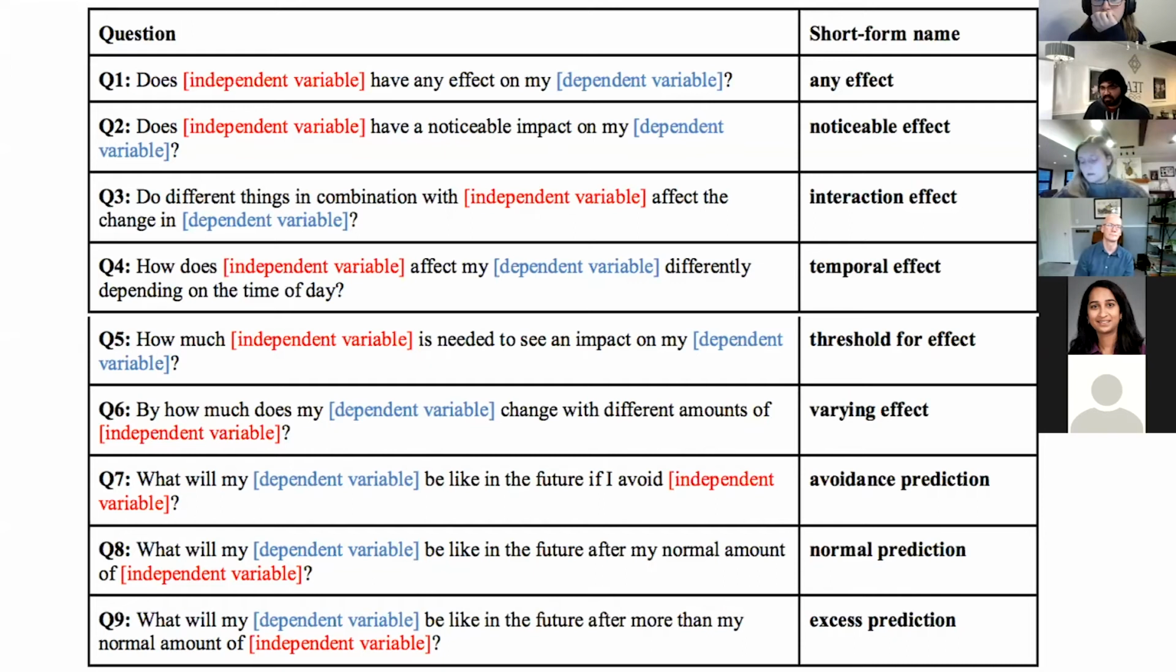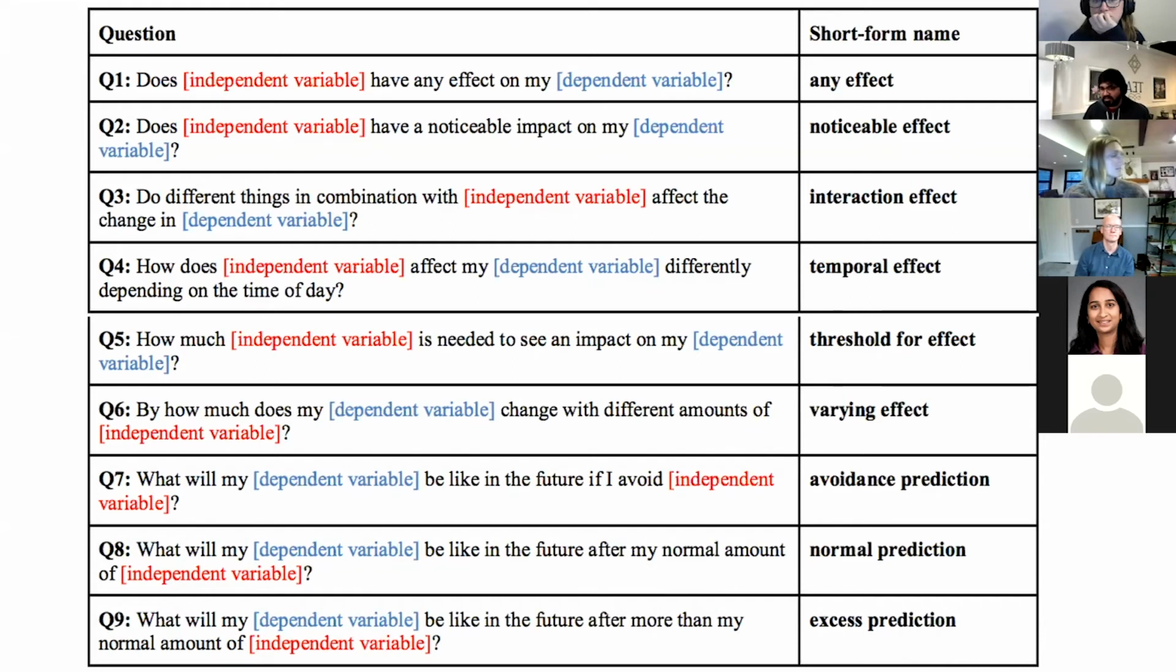Q3 is an interaction effect which focuses on scenarios in which there might be multiple independent variables affecting dependent variables, and Q4 focuses on temporal effects. Q5 focuses on the threshold for an effect, and Q6 focuses on the varying effect. And both can be considered a precursor to a cost-benefit analysis by helping a self-experimenter trade off how much of something they want against the symptoms they should expect. So something similar to the previous scenario of deciding where the line for the trade-off between drinking caffeine versus abdominal pain is.